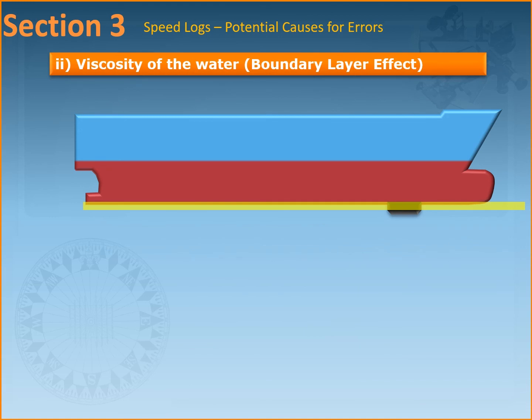In the second case, the viscosity of the water results in water being carried along with the hull by friction. This is called the boundary layer effect. The boundary layer may be a few centimeters at the bow of a ship, but more than a meter at the stern of the ship. Some logs may have to extend beyond the boundary layer to ensure the sensor is in clear water. They may then have to be retractable to avoid damage.